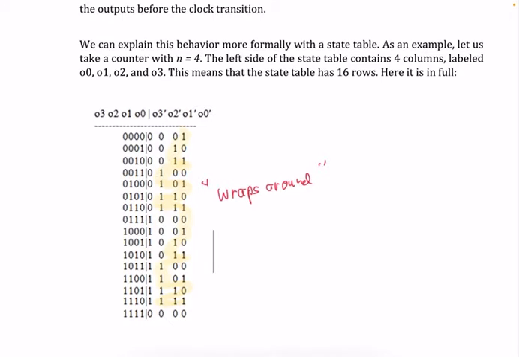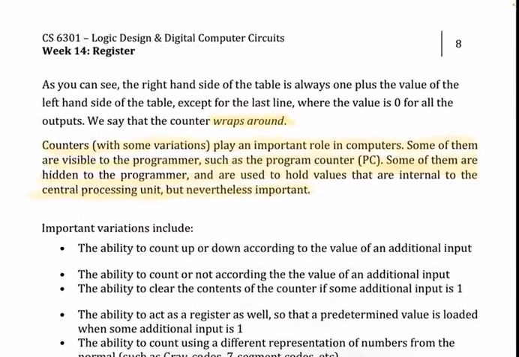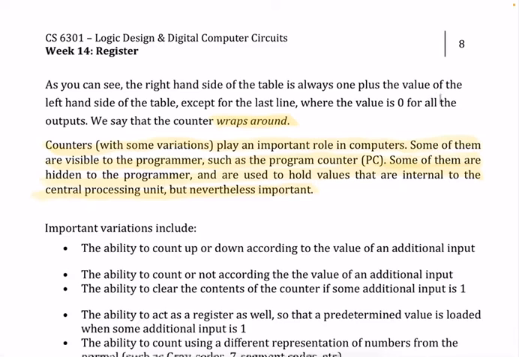Ito yung tinatawag na state table, 4 column, 16 rows. So makikita nyo yung mga ones, naka-wrap around. So explain natin dito yun. As you can see, the right hand side table is always 1 plus the value of the left hand side of the table, except for the last line where the value is 0 for all outputs. We say the counter wraps around, okay? Binibilang niya kasi yung certain occurrences or change of states, depende dun sa kanyang sinusundan na clock pulse.